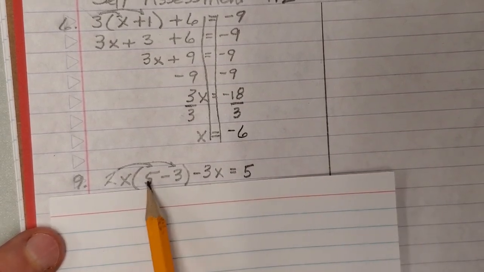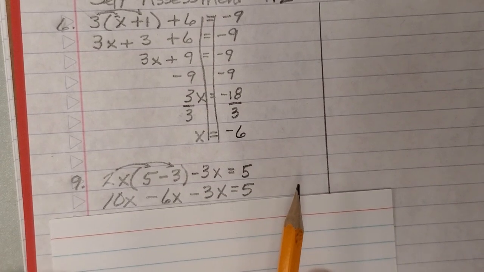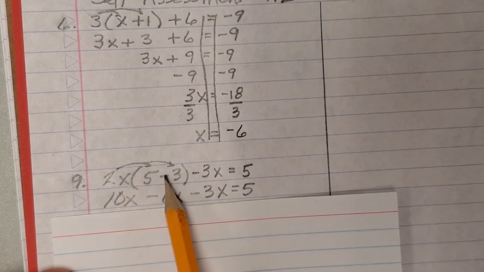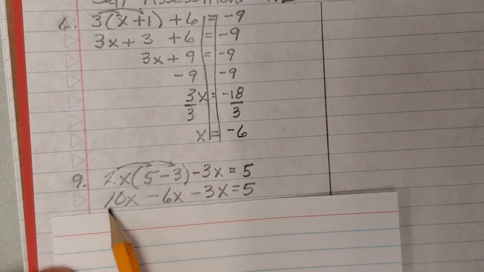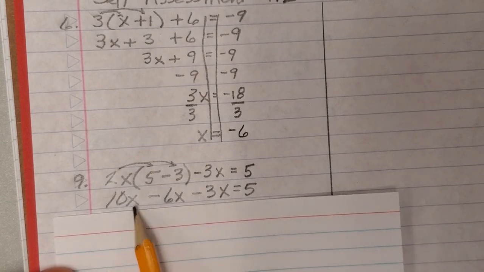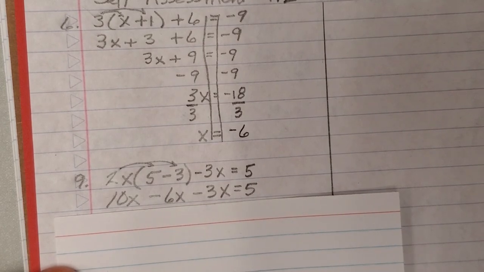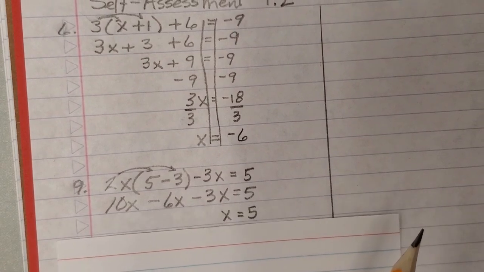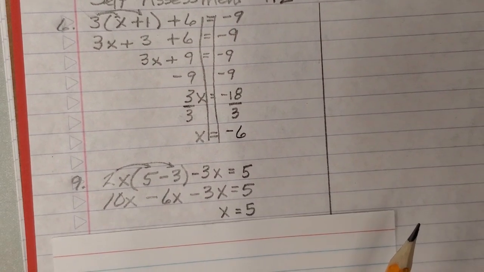I would have distributed. So if you distribute, you get 2x times 5 is 10x. 2x times negative 3 is negative 6x. And do you see that that's 4x? So now what do you do? Combine like terms. So you get 10x minus 6x minus 3x is 1x, or x. So you end up with x equals 5 in your final answer.